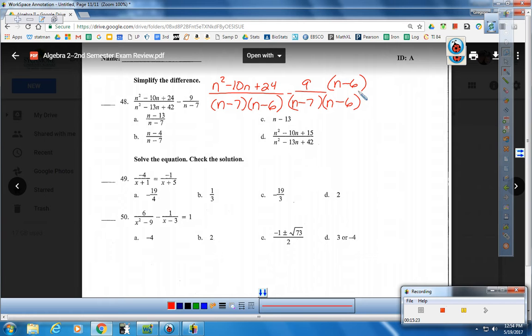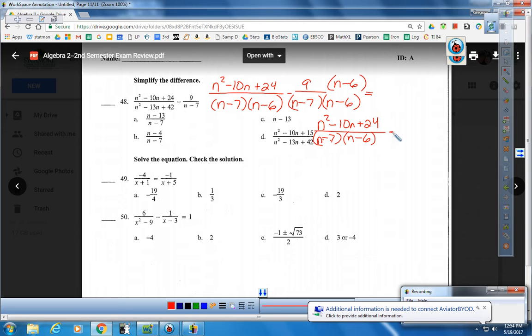Okay? And now I'm going to put this all back together. So that's what I want to do. I want to get this left side figured out, and then get it all together. Okay? So we've got our n squared minus 10n plus 24, and that's all over n minus 7 and n minus 6.